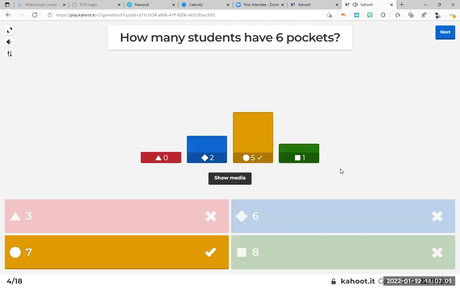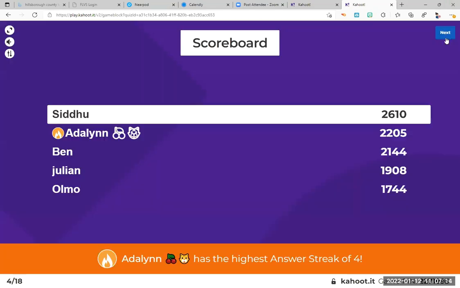If you said 7, you got it right. I counted 7 X's. Those 7 people had 6 pockets. It was organized by how many pockets, and you just had to do little dots or X's of how many people had 6 pockets. Great work. Here comes the next one.